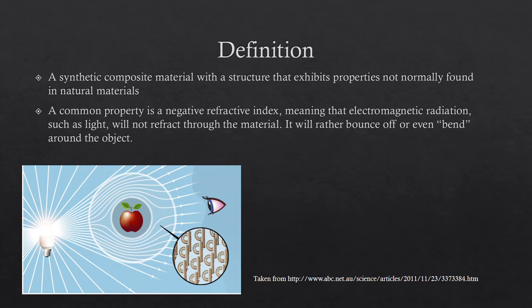Definition: a synthetic composite material with a structure that exhibits properties not normally found in natural materials. A common property is the negative refraction index, meaning that electromagnetic radiation, such as light, will not refract through the material. It will rather bounce off or even bend around the object.